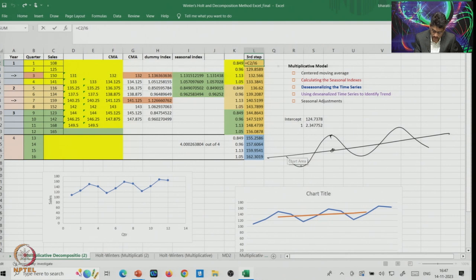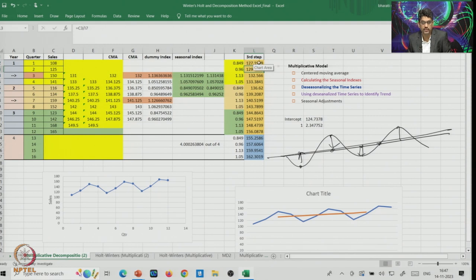This data will come here, this data will come here, this data will remain there. So you are getting a deseasonalized data. That data has to be deseasonalized by dividing by the index, like in winter also you have done it, right? Same way you have got the deseasonalized data of each quarter.